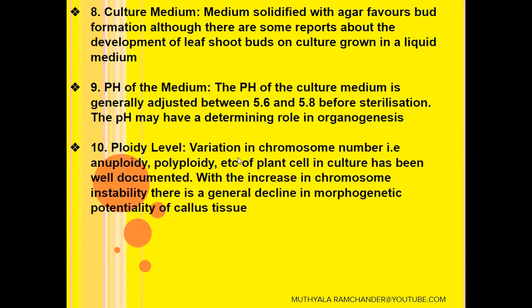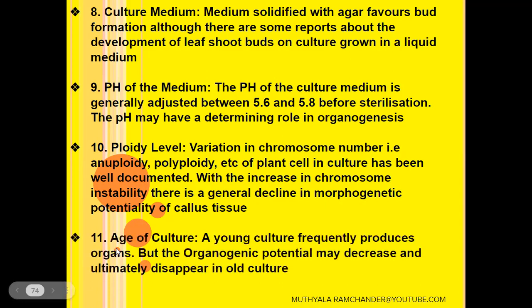Ploidy level. Variation of chromosome number, that is aneuploidy, polyploidy, and others, of plant cells in culture has been well documented. With the increase in chromosome instability, there is a general decline in the morphogenetic potentiality of the callus tissue. And age of culture: young cultures frequently produce organs, but the organogenetic potential may decrease and ultimately disappear in old cultures.